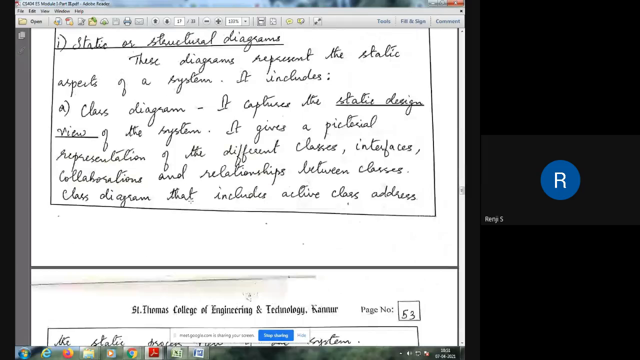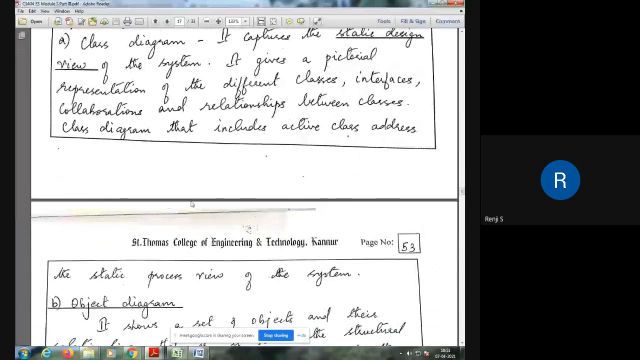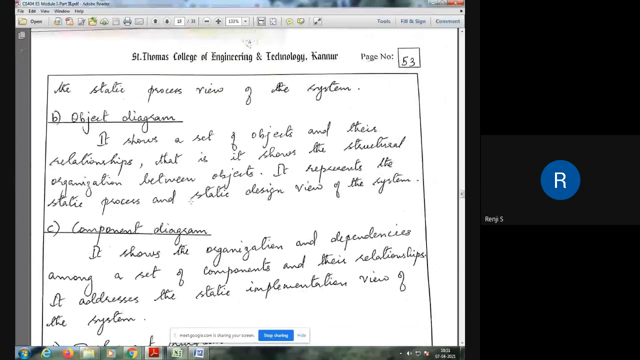So that is the use of class diagram for addressing the static design view and static process view of the system. Next diagram in structural diagram is the object diagram. Now, the object diagram shows a set of objects. As you know, objects are instances of classes, and these objects communicate with each other by sending and receiving messages. And to show the relationship between these objects, which objects communicate with which other objects, and to show the visualization of such communication among objects, we use object diagram.